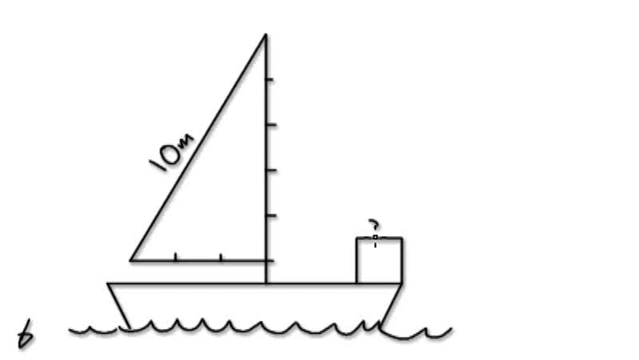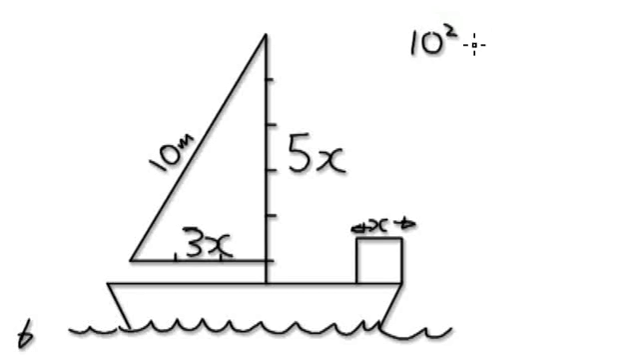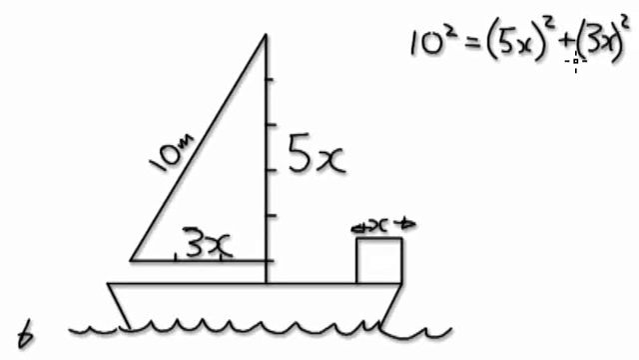So this one here, let's call this x here. So x represents the length of the cabin. So 2, 4, 6. What am I talking about? 5x here, and this one here will be 3x. Okay. So now it's just a matter of doing this. Use Pythagoras. 10 squared equals 5x, 5x exists in the bubble, squared plus 3x squared.